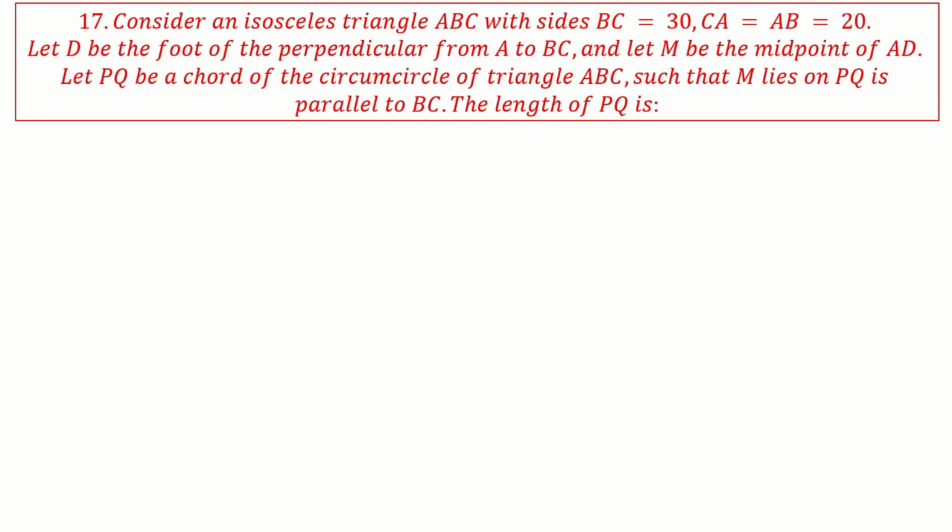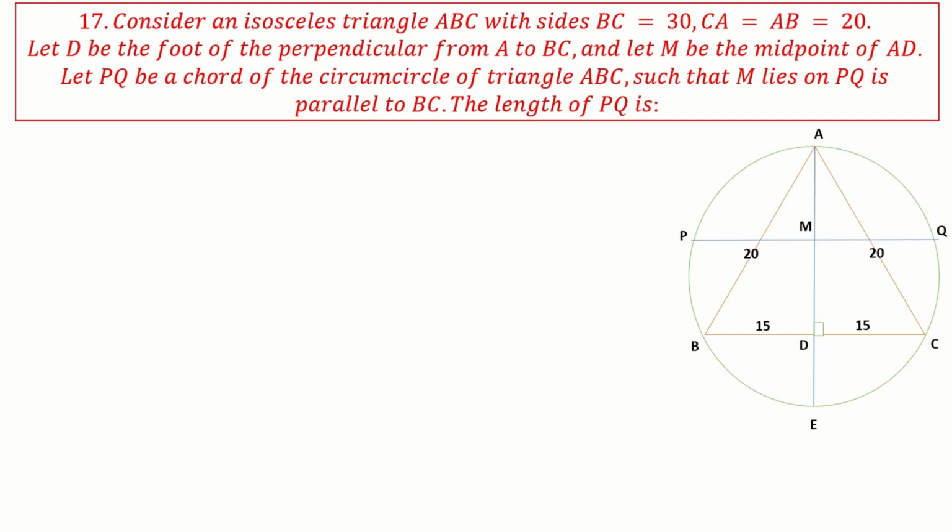First, the most important thing for geometry is to construct the right diagram. So this is the diagram. ABC is the triangle. The base BC is 30, and AB and AC are 20 and 20. Since AD is perpendicular in an isosceles triangle, it will bisect the base into 15 and 15. And AD is perpendicular to BC.